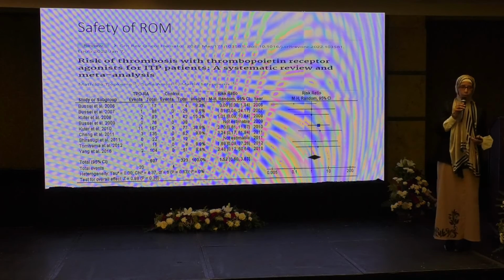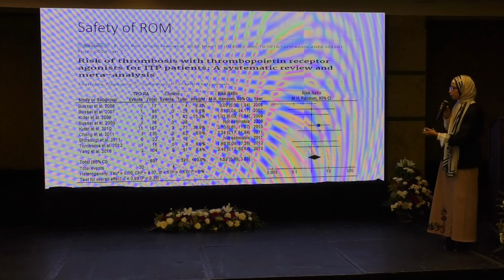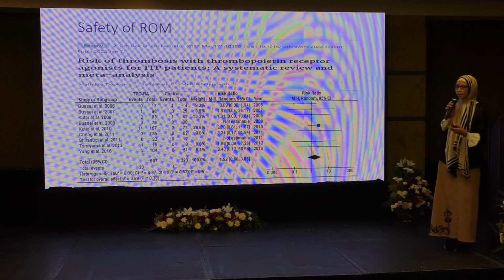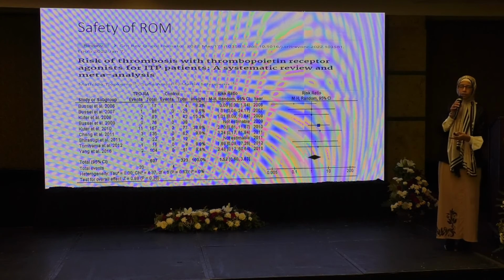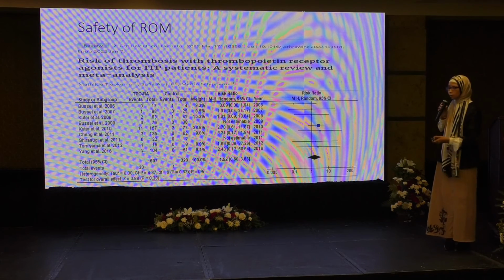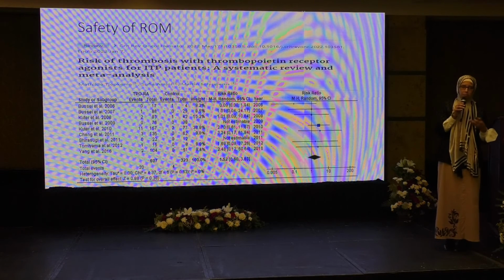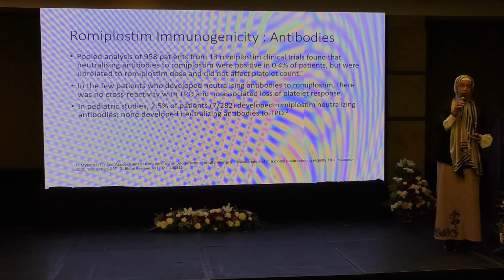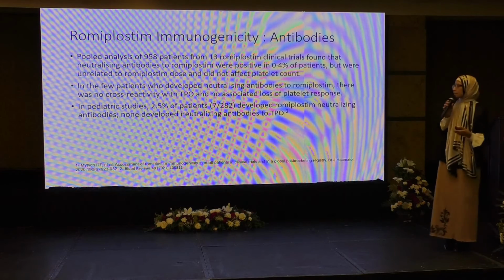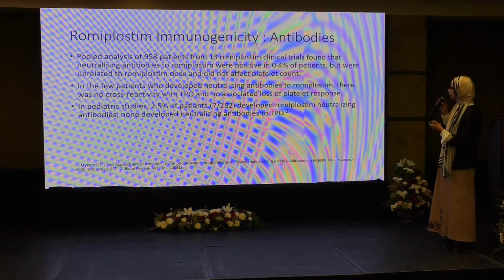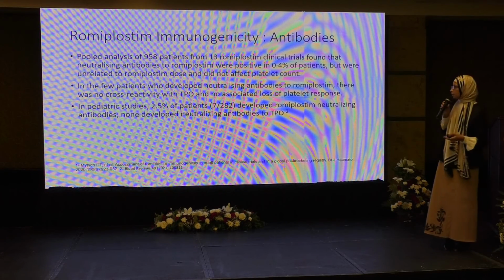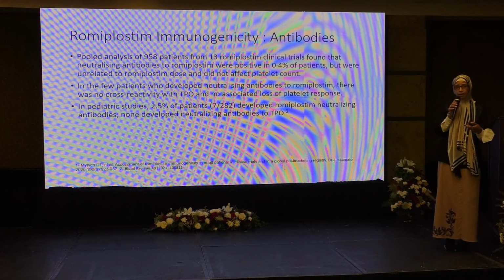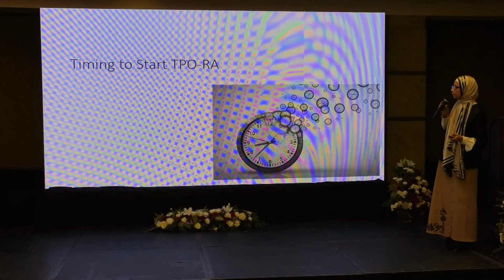Is there a risk of thrombosis? This is a meta-analysis about the thrombotic risk, and for the whole class of thrombopoietin receptor agonists the risk ratio was 1.5. So it was not a significant impact. The immunogenicity had long been of concern, yet only 0.4% of the adults had neutralizing antibody. This percentage was higher in the pediatric age group, but the antibodies wane, and there is no cross-reactivity with the endogenous thrombopoietin, as I mentioned before.